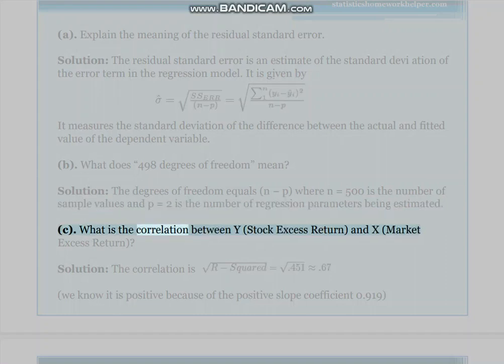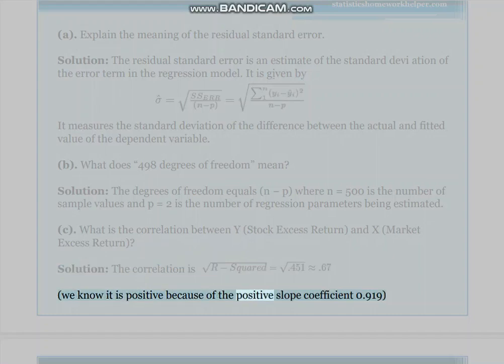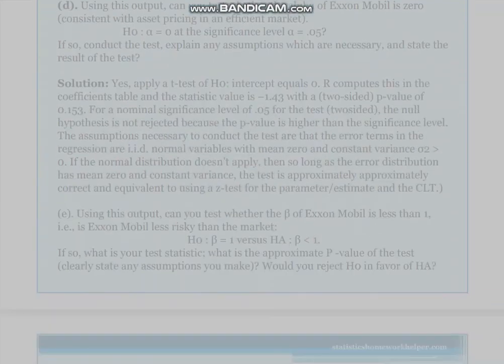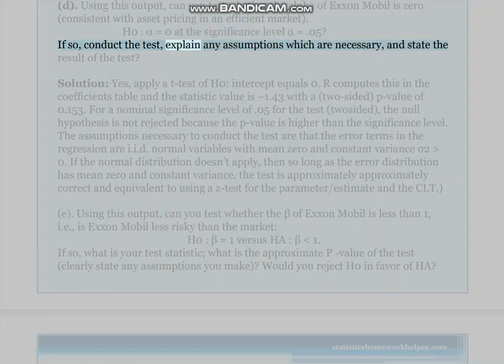C. What is the correlation between Y, stock excess return, and X, market excess return? Solution. We know it is positive because of the positive slope coefficient 0.919. D. Using this output, can you test whether the alpha of ExxonMobil is 0, consistent with asset pricing in an efficient market? H0: alpha equals 0 at the significance level 0.05? If so, conduct the test, explain any assumptions which are necessary, and state the result of the test.